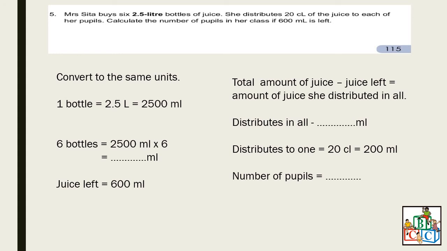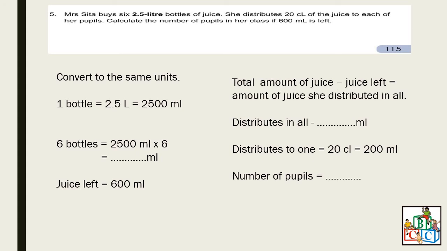Take a look at what I have written, the total amount of juice minus the juice left. So here what I mean by the total amount of juice is 2500 times 6. This is the total. Then the juice left is 600 ml. So total amount of juice minus 600 ml is equal to the amount of juice she distributed in all. I hope it's clear.